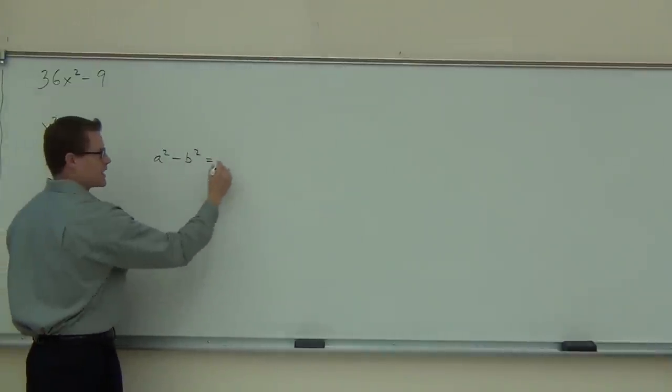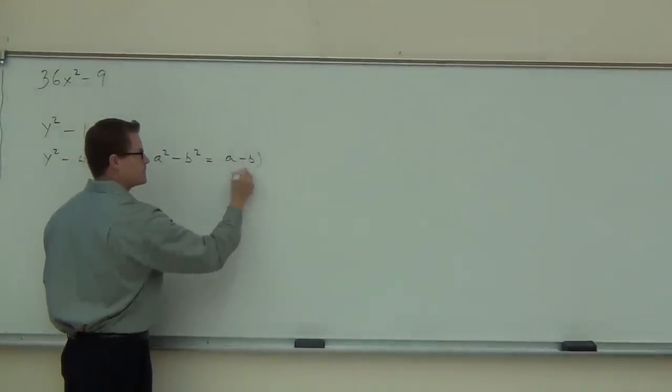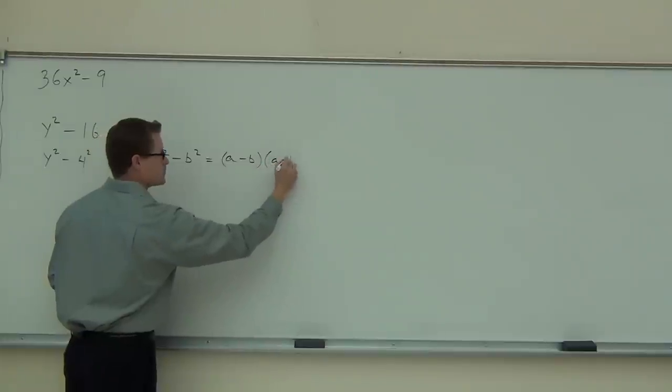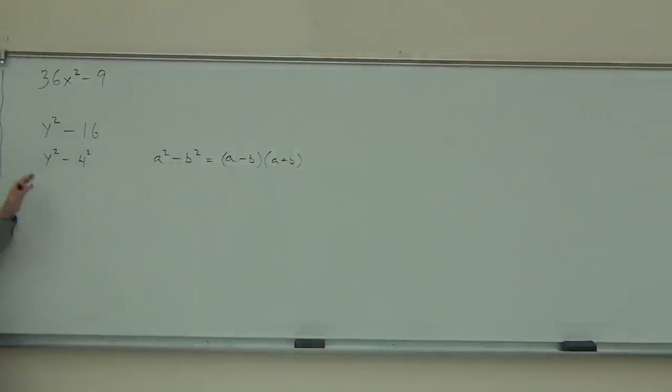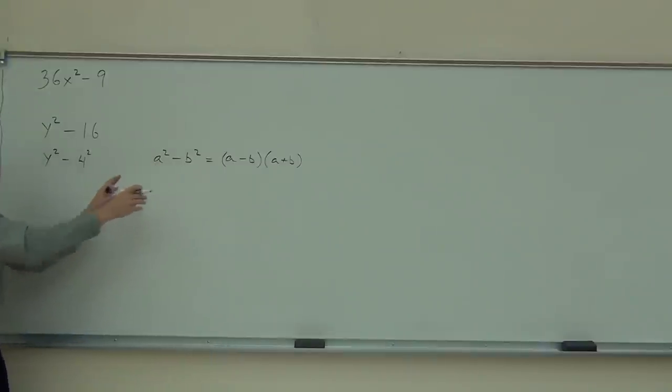I gave you the form last time as a minus b, a plus b. Let's practice this one more time. In this case, what is taking the place of our a? y. Good. What's taking the place of our B? 4. So if we follow this pattern, can you tell me how this is going to be factored?